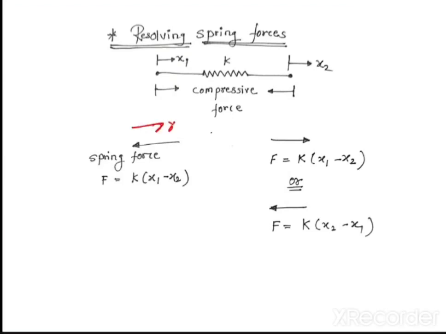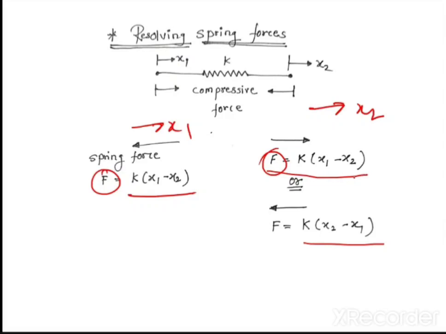See, x1, x2. Opposite to x1 is the spring force F. Opposite to x2 is the spring force F. But here k into x1 minus x2, here k into x2 minus x1. You can also write F is equal to k into x1 minus x2, but the direction will be the same as x2. That is very, very important.